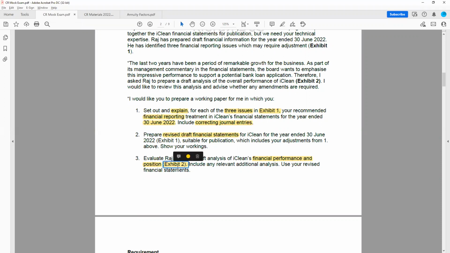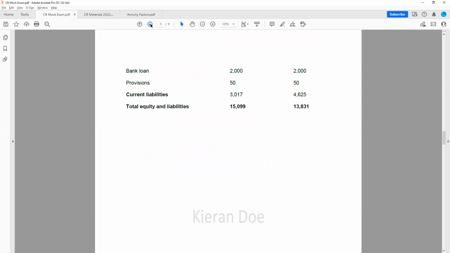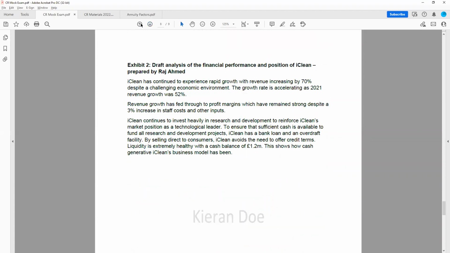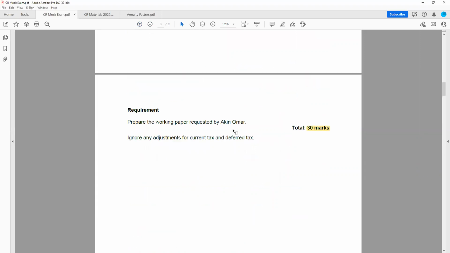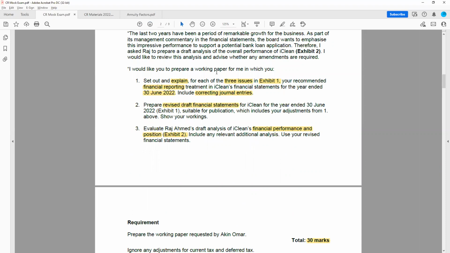And you can see we've got Exhibit 2 here. So all of that is in Exhibit 2. So I won't even read Exhibit 2 for now. I'm just going to focus on doing this first part of the question, these first 2 parts.